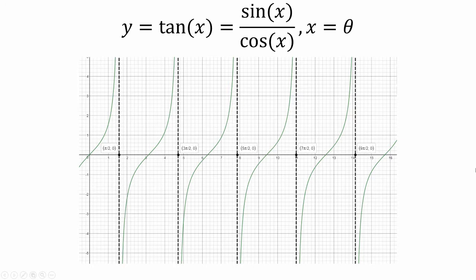Now let's take a look at the tangent graph. The tangent is a bit different from the other two in the way that it has asymptotes, but it still manifests this repeating pattern that we've seen before. Let me explain why this is so.